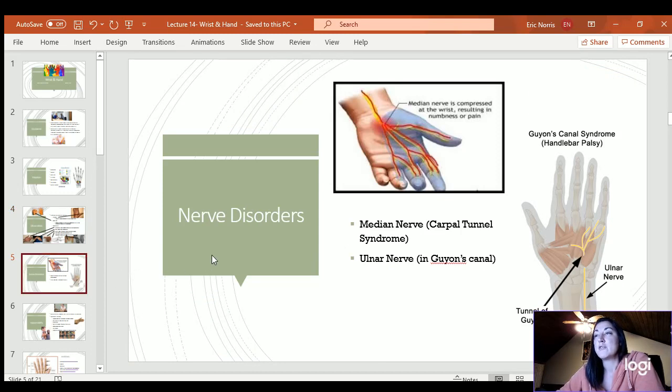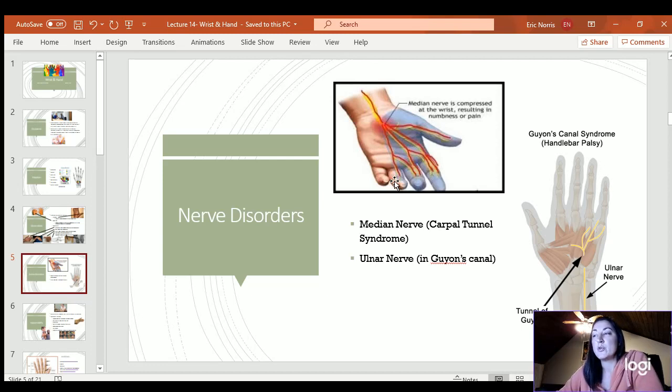Some of the nerve disorders. So with carpal tunnel syndrome, it typically affects the median nerve, and then they will have numbness, tingling, pain in the median nerve pattern. So it's the lateral aspect of the hand. Usually it's the thumb and the more lateral, so all of the lateral 3.5 fingers, so all the way up to halfway up the ring finger.